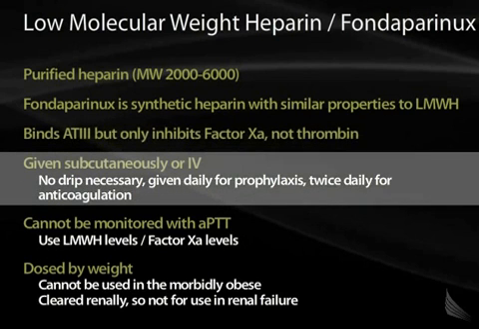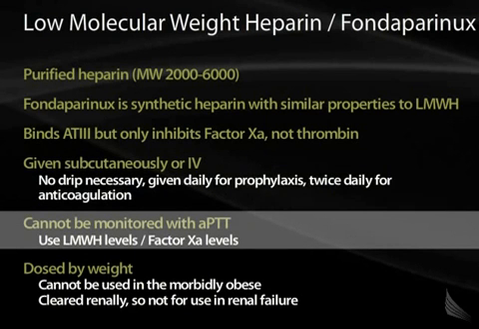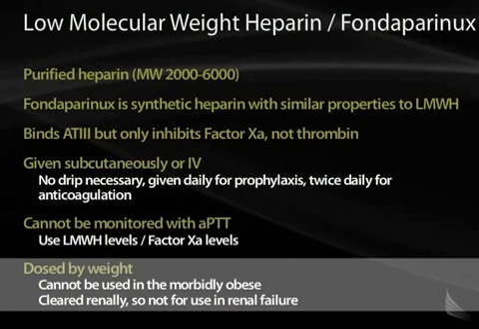It can be given subcutaneously or IV. Usually it's given subcutaneously. This medication can be given once a day for prophylaxis against blood clots, or twice daily if the patient has a blood clot and they need to become anticoagulated. Low molecular weight heparin cannot be monitored with a PTT blood test. Therefore, if it needs to be monitored, we can check factor Xa or low molecular weight heparin levels in the patient. Low molecular weight heparin is dosed by weight. Therefore, it cannot be used in the morbidly obese, and it is cleared renally, so it's not for use in patients that have renal failure.